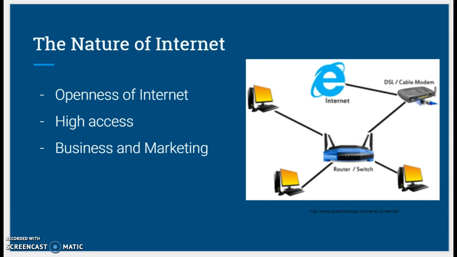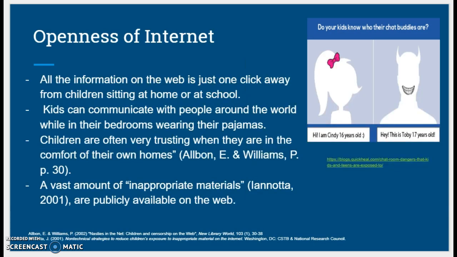Then I have three characteristics of the nature of the internet: openness and high access, business, and marketing, of course. About the openness, all the information on the web is just one click away from children sitting at home in their bedrooms. They're very comfortable because they're at home, and they share everything. They trust people, and they share information that they should not share.